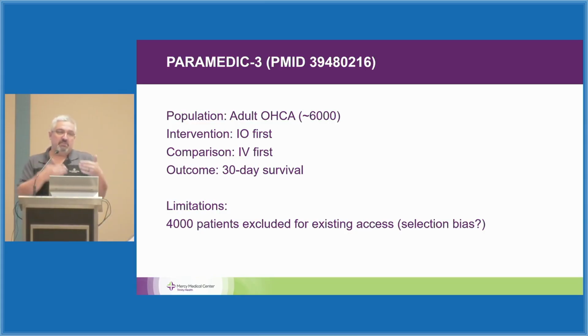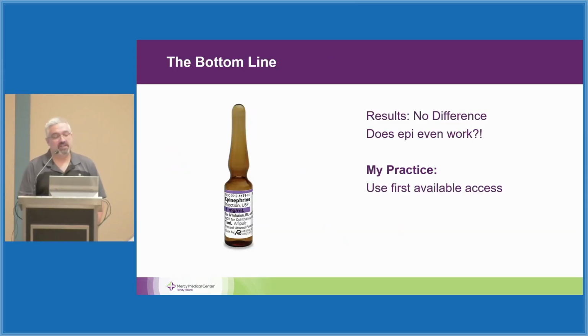So these patients may be systematically different from the rest of them because they arrested in a place where the response occurred quick enough that there was someone on scene already, compared to the research medic getting there. So there may be a difference in that subgroup. And then it was stopped early for low enrollment. So what did they find? No difference.